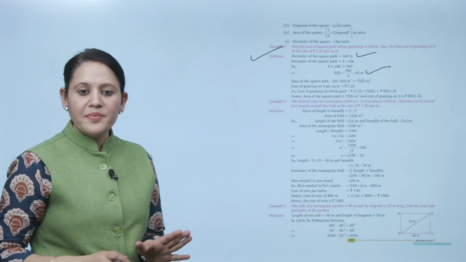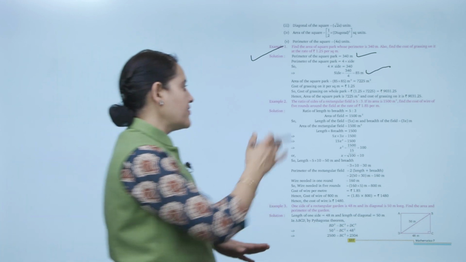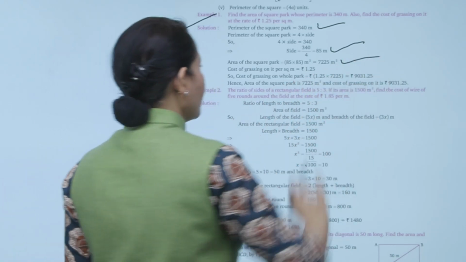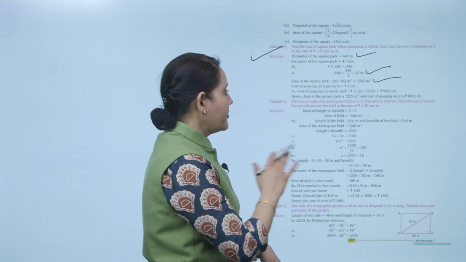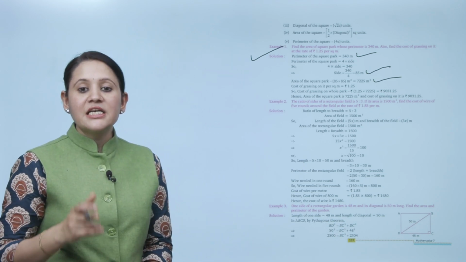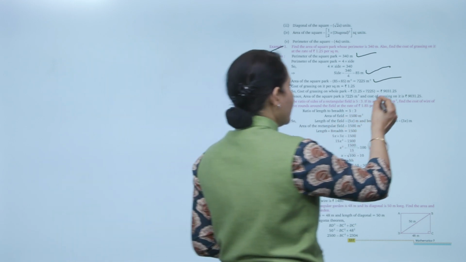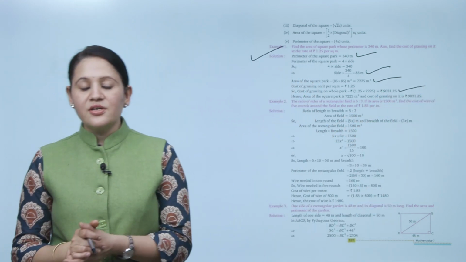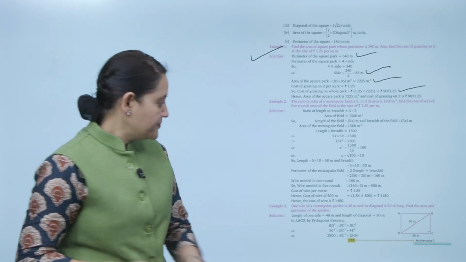Now area of the square park क्या हो जाएगा? 85 into 85 means side into side. That is 7225 meter square. So the cost of grassing on whole park, that is equals to क्या हो जाएगा? 1.25 multiplied by 7225, that is equals to rupees 9031.25. Clear? So this is how we find the area and the cost of grassing on it. Clear?